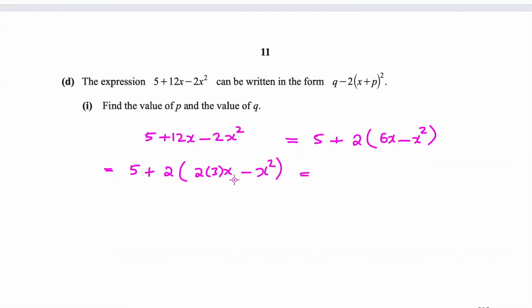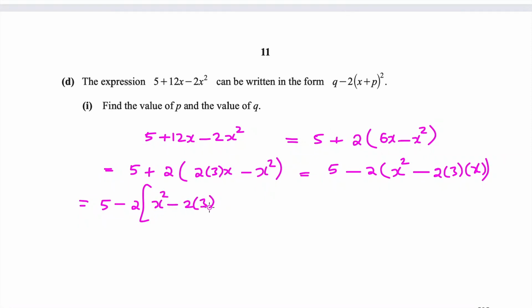Or I will take, instead of plus 2, I will write it as minus 2 into. And so this will become x square minus 2 into 3 into x. Okay. So now this one within the bracket, what I will do is x square minus 2 into 3 into x plus 3 square minus 3 square.